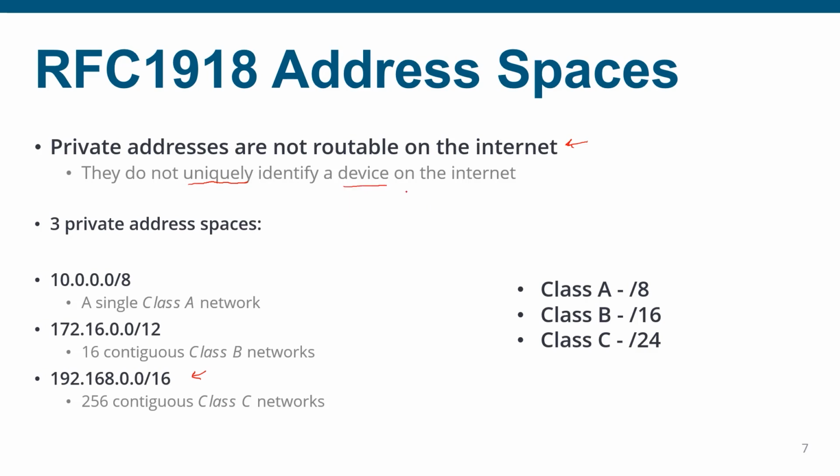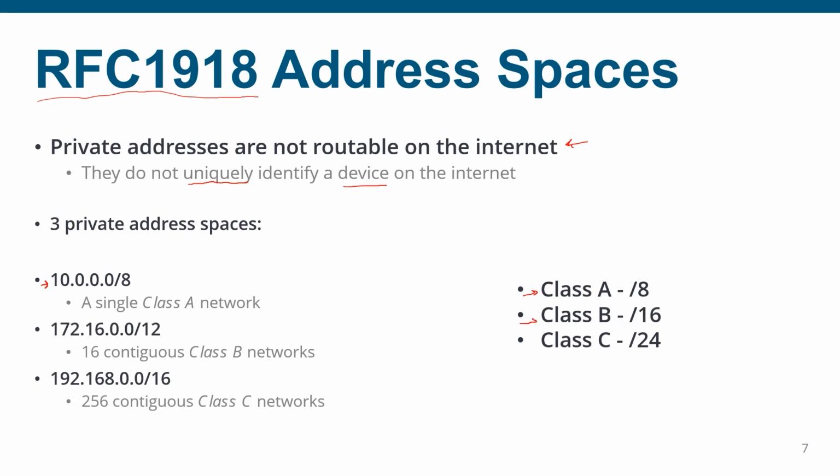So there are 3 address spaces described in RFC 1918. It is 10.0.0.0/8, 172.16.0.0/12, and 192.168.0.0/16. Now, these spaces can be described in classes. So Class A networks are /8 networks. It doesn't really matter if it's actually in the 10 dot address space. It's just any /8 network is considered a Class A network.